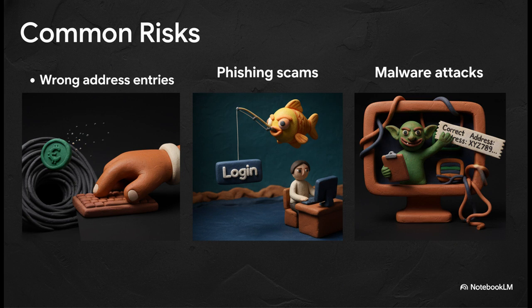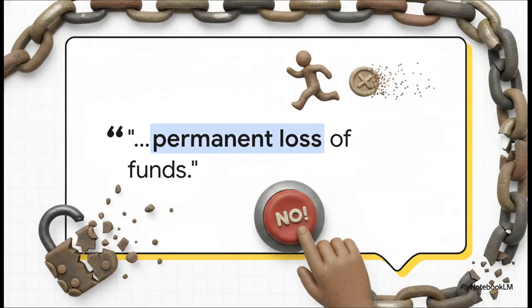Then you've got phishing scams. Fake websites, sketchy emails, all trying to trick you into giving up your info. And there's a really sneaky one, malware, that actually sits on your computer and swaps out the correct address you just copied with a hacker's address right when you hit paste. And if you fall for any of these, what's the result? Well, this slide says it all, and it's pretty chilling. Permanent loss of funds. There is no undo button. There is no 1-800 number to call to get your transaction reversed. Once that transaction is confirmed on the blockchain, it is final. This is why being careful isn't just a nice little tip, it's an absolute must.